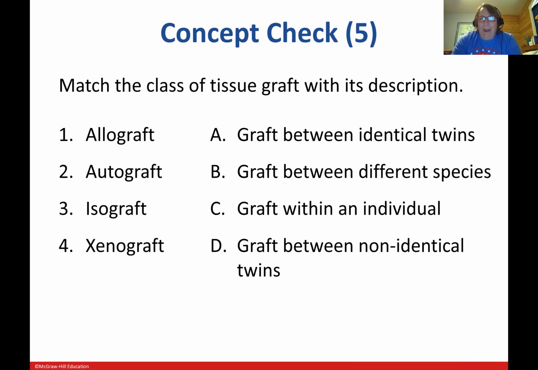An autograft is from one part of an individual to another part of that same person. So that would be C. An isograft is between identical twins. So that would be A. And a xenograft is the graft between the different species, or B.